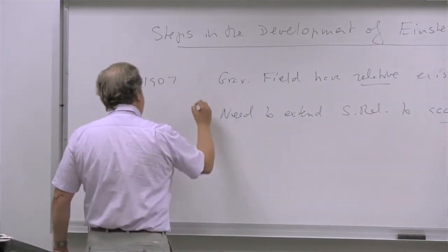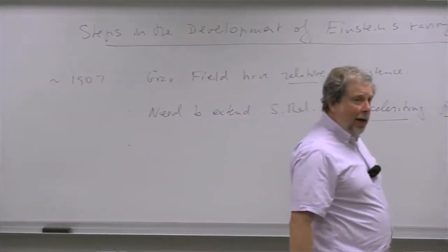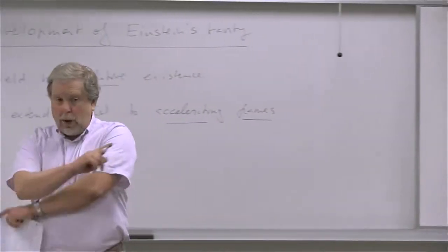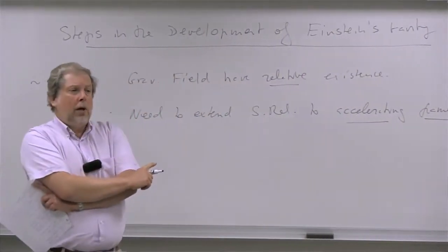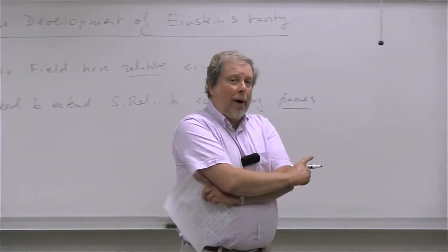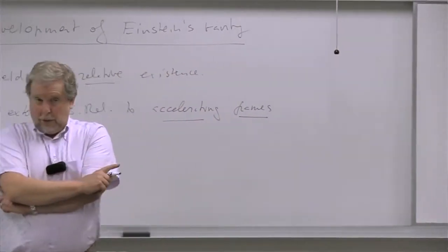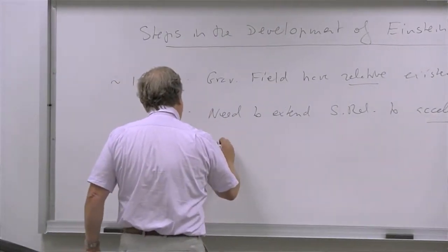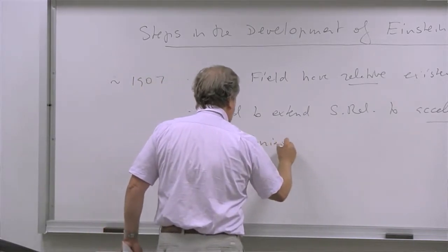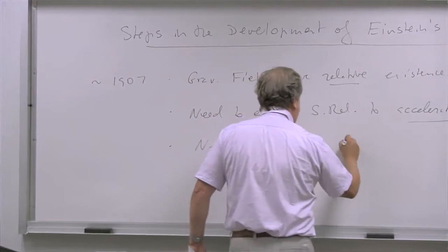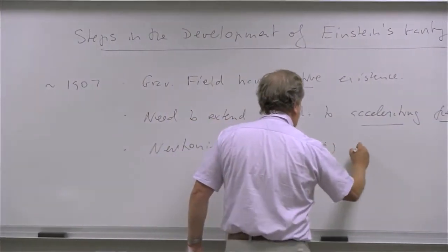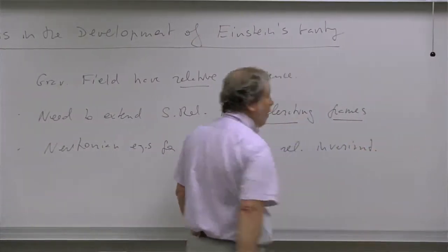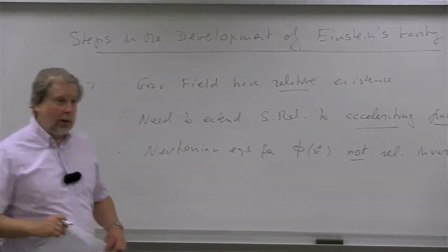And the third thing, right, is that if you look at the field equations for Newtonian gravity, right, and what are those field equations? Well, the one I just wrote down, which is Poisson's equation. Right, Laplacian of phi is equal to 4 pi rho. Well, Laplacian of phi is equal to 4 pi rho is not a relativistically invariant equation. So the Newtonian equation for phi of x is not relativistically invariant. Right, so he realizes that the equations of Newtonian gravity are not relativistically invariant.